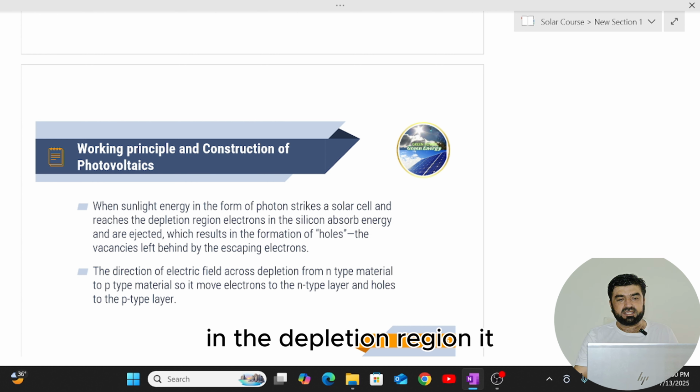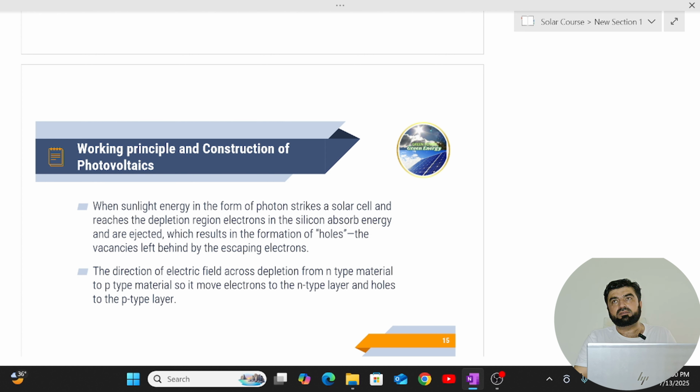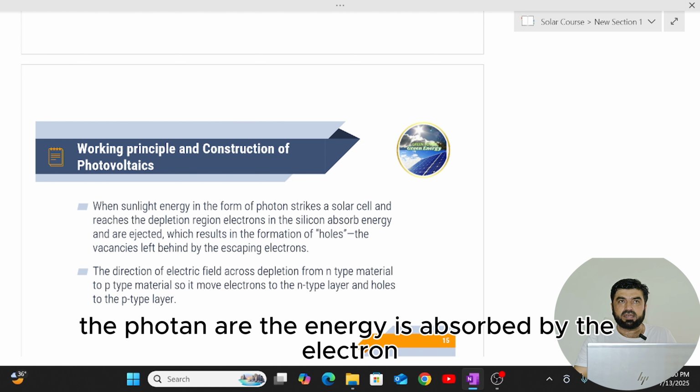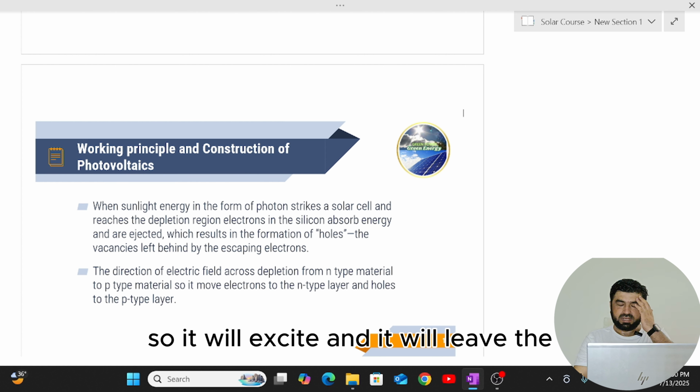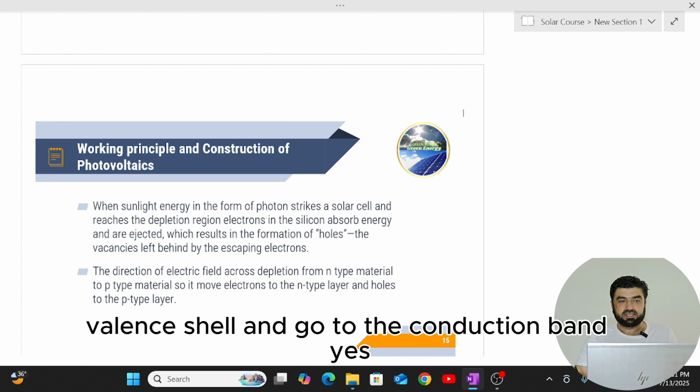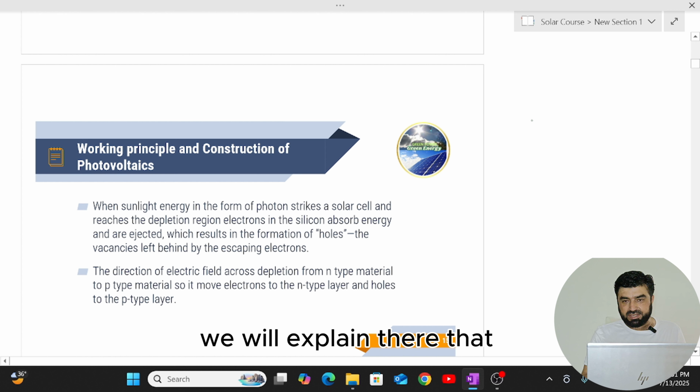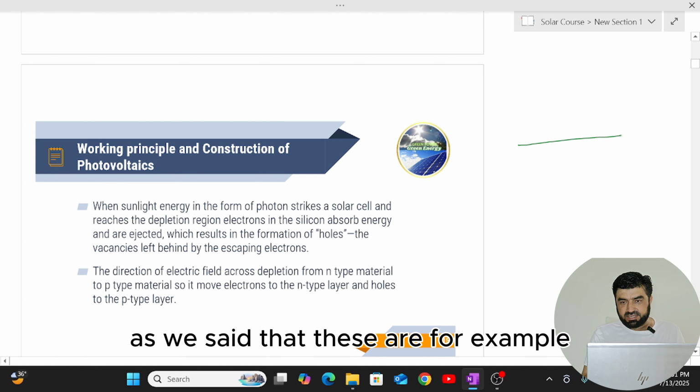In the depletion region, the photon energy is absorbed by the electron in the silicon atom. So when the electron absorbs energy, it will be excited and leave the valence shell and go to the conduction band. Yes, we will explain that.